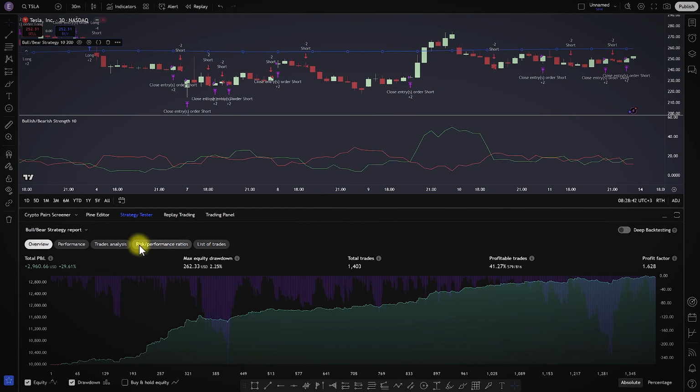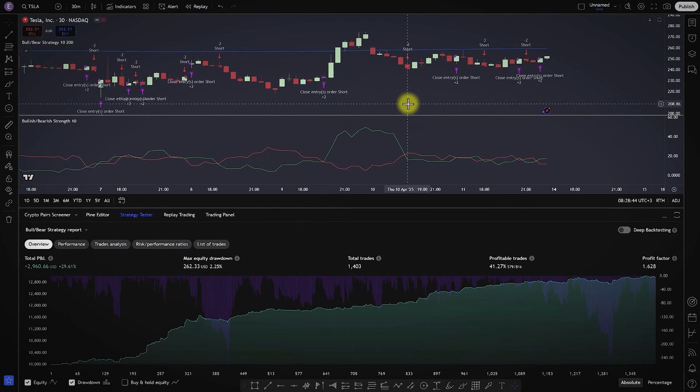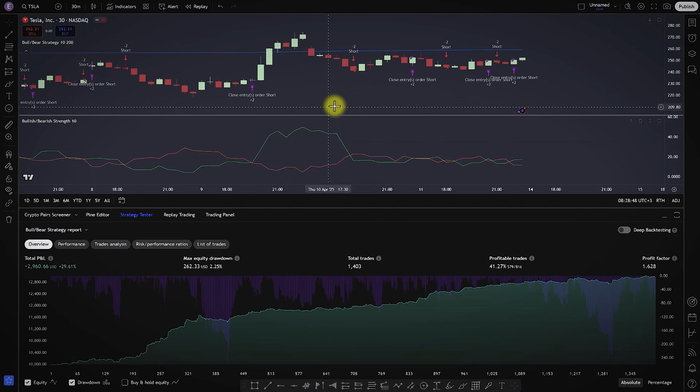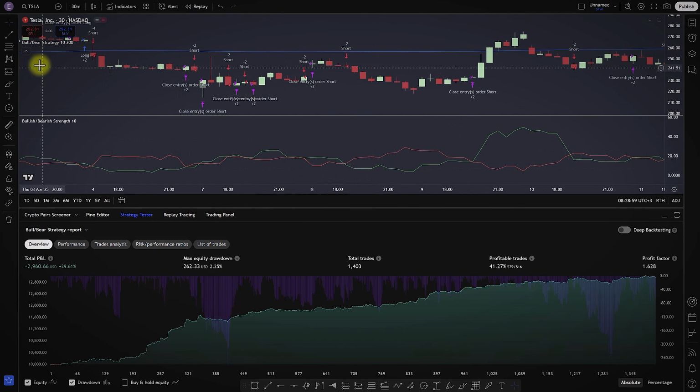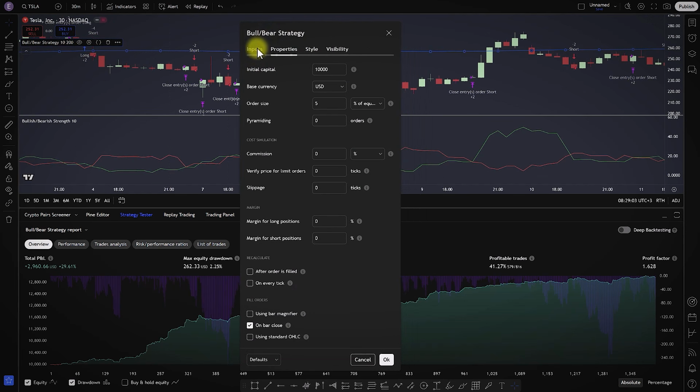I checked if the strategy was taking trades at exactly the right moments, as intended, entering longs when bullish candles were overpowering bearish ones, and shorts when bearish candles dominated above and below the SMA. The backtest results were promising. The strategy showed positive returns and a decent win rate.